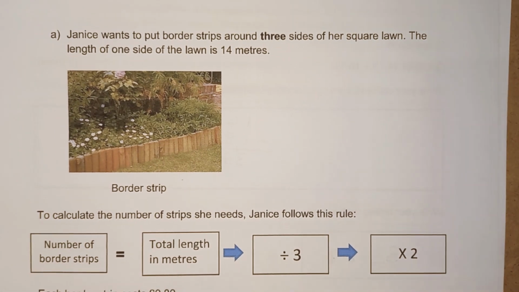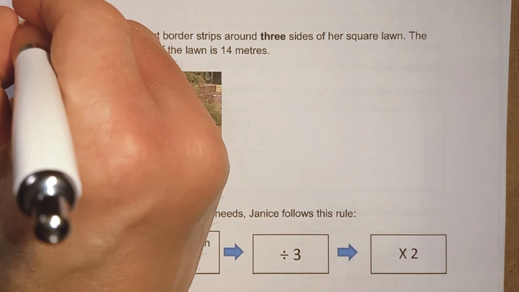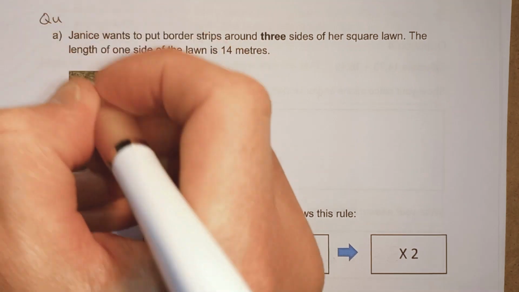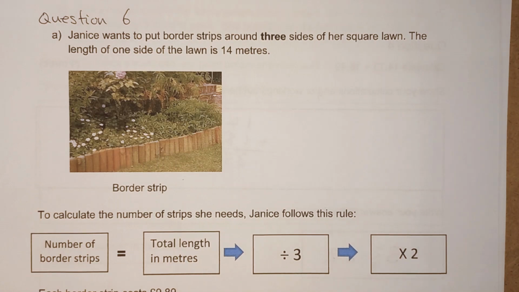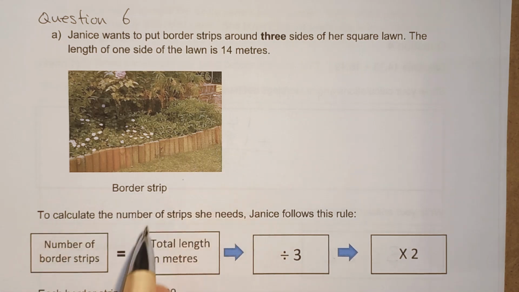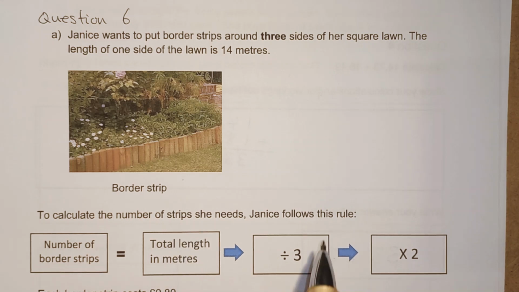Okay. Actually, it's been chopped off, but I can write that this is question 6. Just been chopped off the paper. Janice wants to put border strips around 3 sides of her square lawn. The length of one side of the lawn is 14 metres. I can show what these border strips look like. To calculate the number of strips she needs, Janice follows this rule. The number of border strips is equal to the total length in metres divided by 3, times 2.